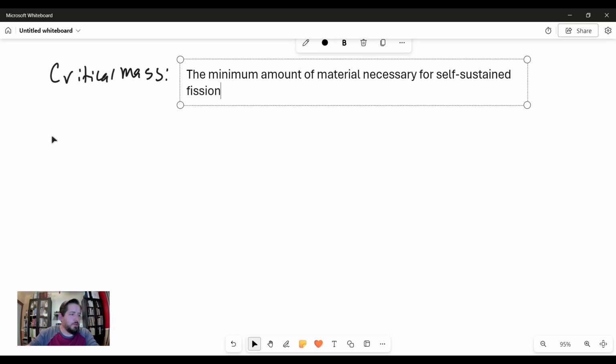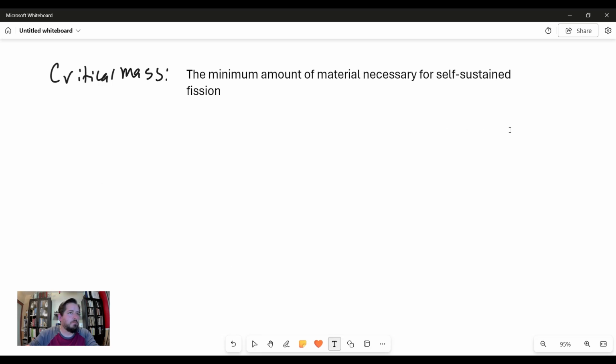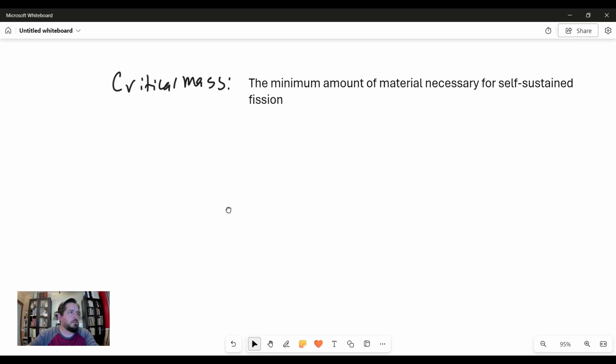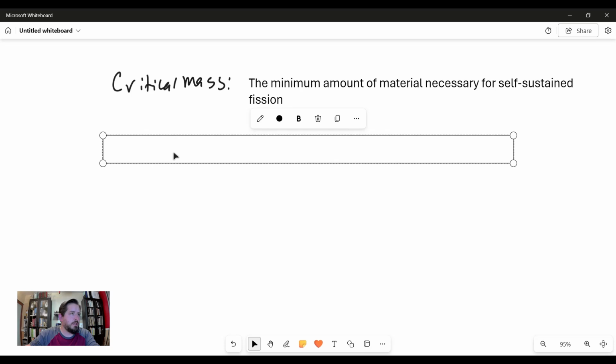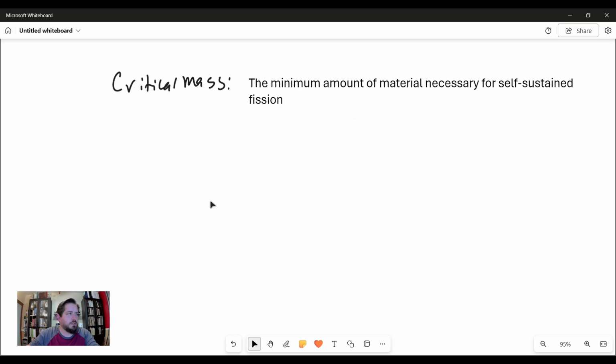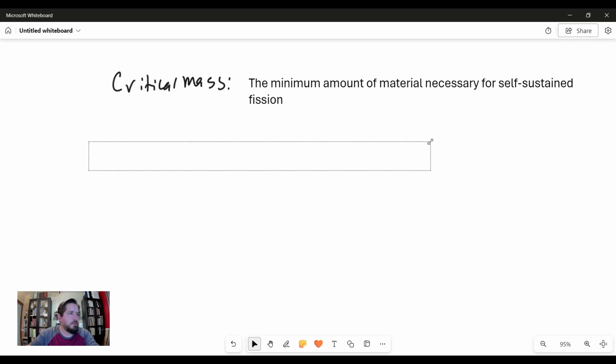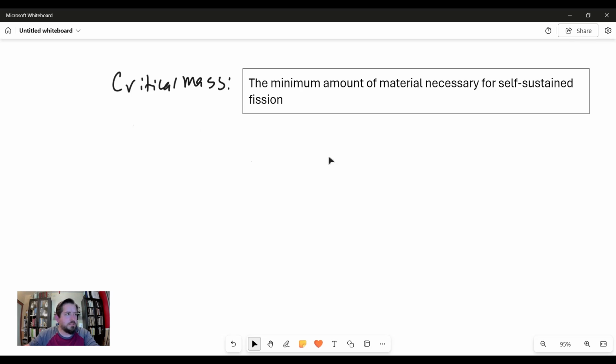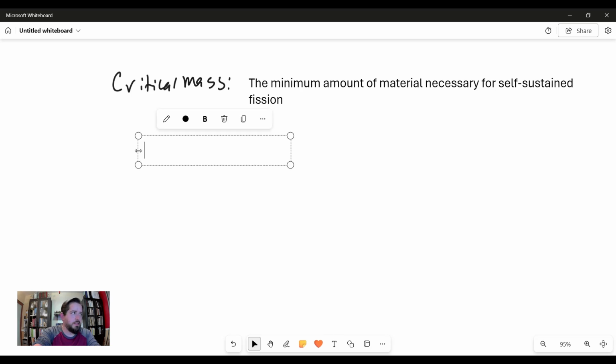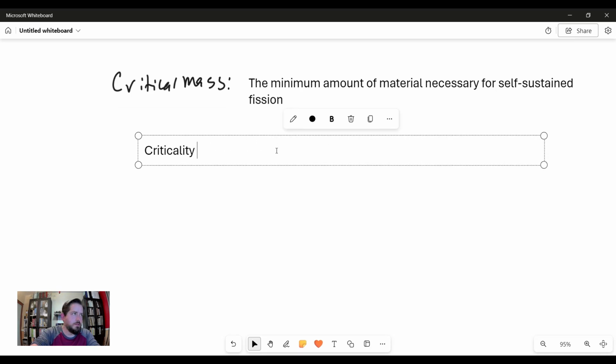And then we would also have criticality, which is what we call a self-sustained fission reaction.